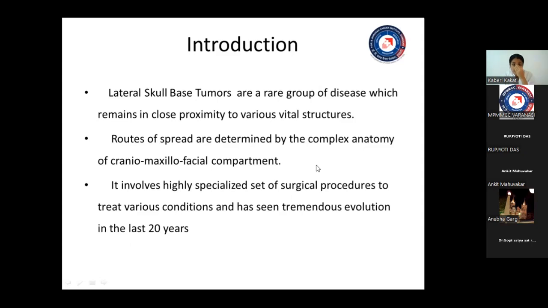So lateral skull base tumors are a rare group of disease which remain in very close proximity to various vital structures. The routes of spread are determined by the complex anatomy of the maxillofacial compartment, by the surrounding compartment. It involves a highly specialized set of surgical procedures to treat various conditions, and this field has seen tremendous evolution in the last 20 years.